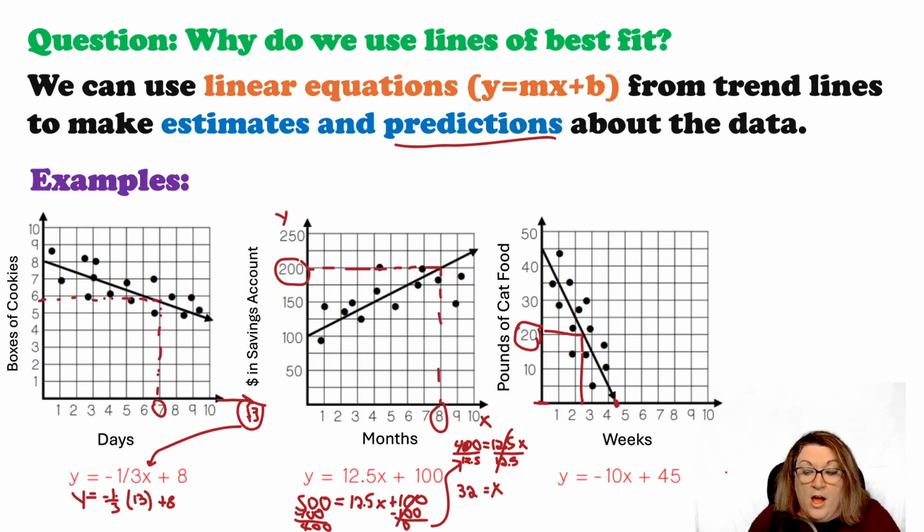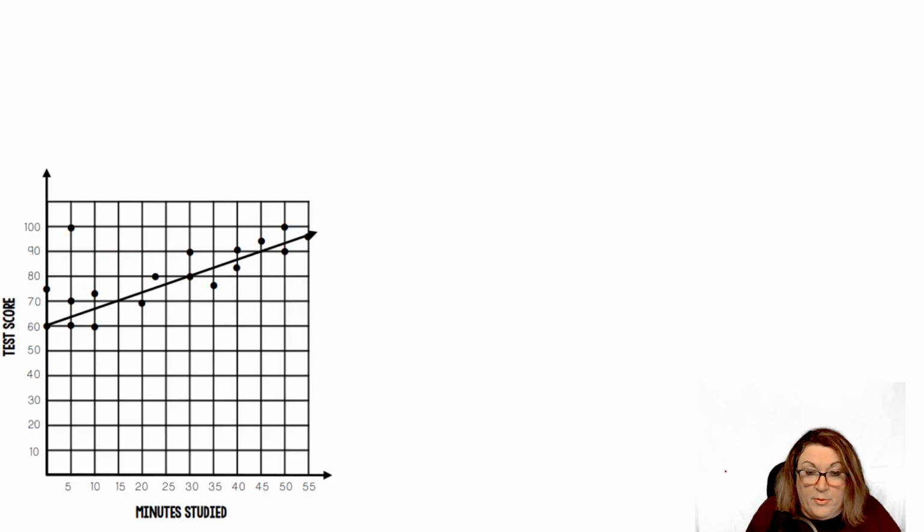Okay. So that's basically how we use these lines of best fit. We use them to make estimates shown on the graph. We also use them to make predictions for either the X or the Y variable.